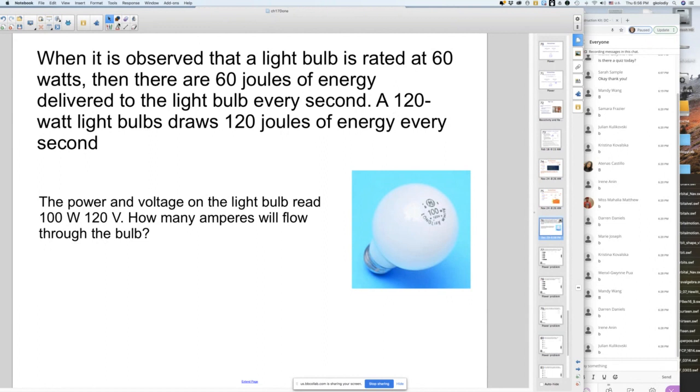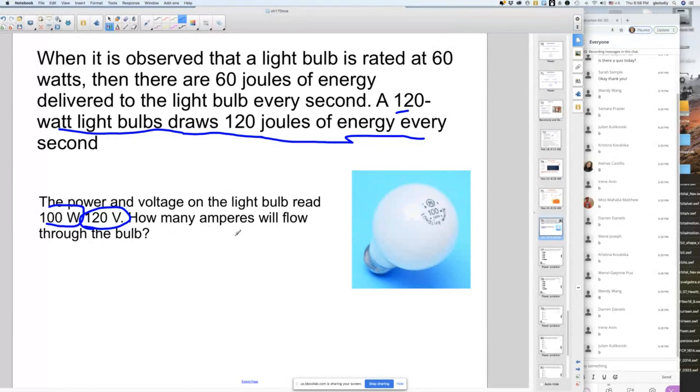So let's look at a 120 watt bulb. It draws 120 joules of energy every second. So the power and voltage, say on the light bulb, this is the light bulb that's connected to your household current. That means it's 120 volts. It's a 100-watt light bulb.